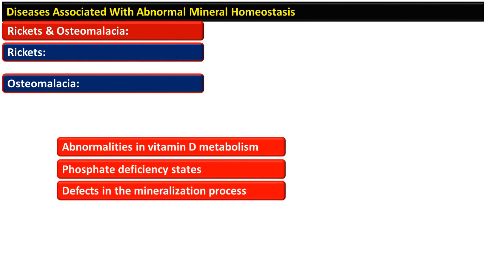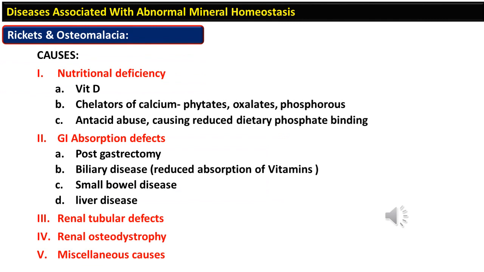The basic mechanisms for the pathogenesis of these diseases are abnormalities in vitamin D metabolism, phosphate deficiency states, or defects in mineralization. Nutritional causes, GI absorptive defect, renal tubular defect, and renal osteodystrophy are the major causes of abnormal mineral homeostasis, which lead to rickets and osteomalacia. So serum calcium and serum phosphate are the two important members which are responsible for normal bone homeostasis.